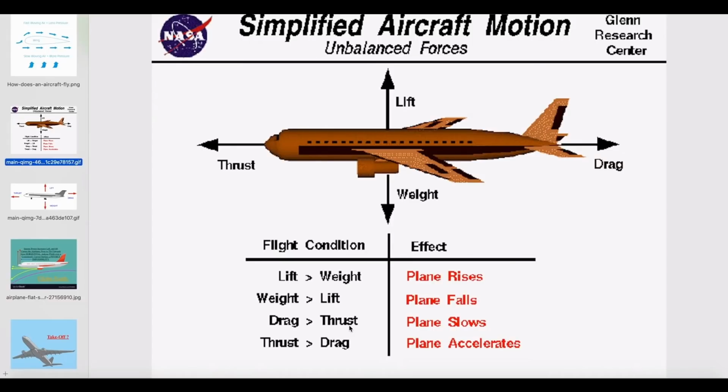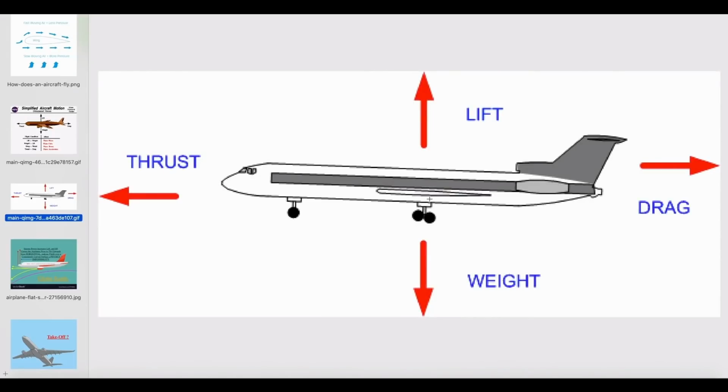The more drag than thrust, the plane will slow. More thrust than drag, the plane will accelerate. Okay, so the more thrust will cause more lift. So the more thrust, the more lift, and the more lift, the more the nose of the airplane will tilt upwards.